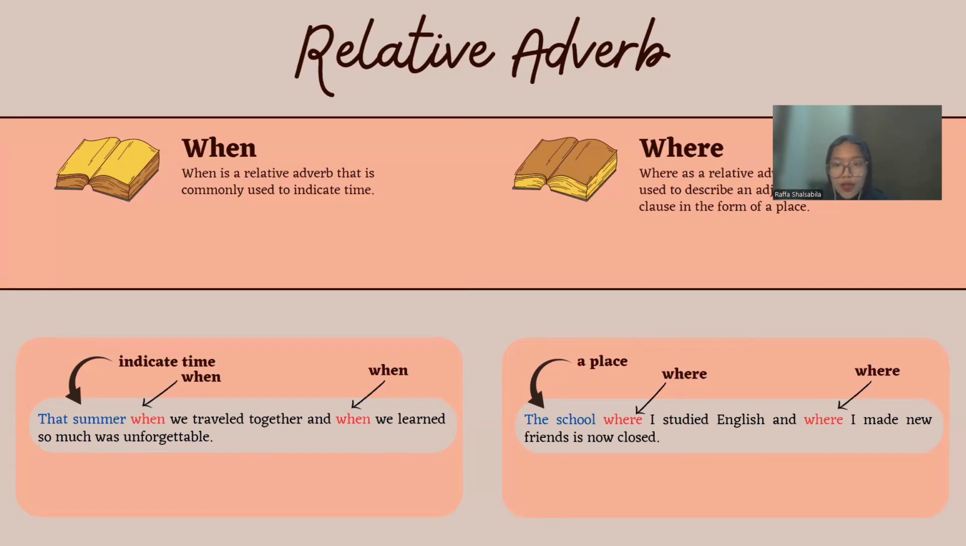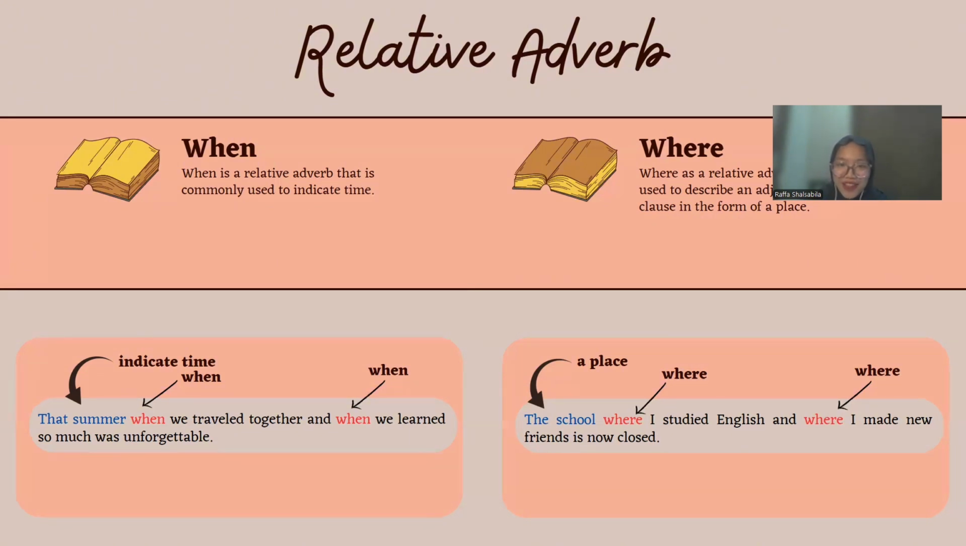There are two clauses that explain the noun that summer. The two clauses are when we traveled together and when we learned so much. These two clauses function as adjective clauses because they further describe the summer in question. Where.